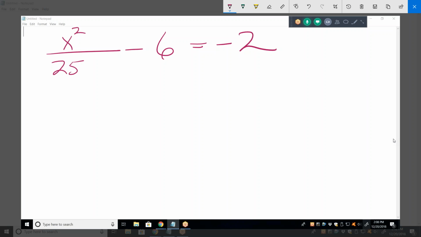One possible first step is to multiply both sides by 25. But that means we're going to have to multiply 25 times 6. The other possible first step is to add 6 to both sides. That gets rid of that. Which one do you think is the best one? Yeah, because what does that give us? What's minus 2 plus 6?